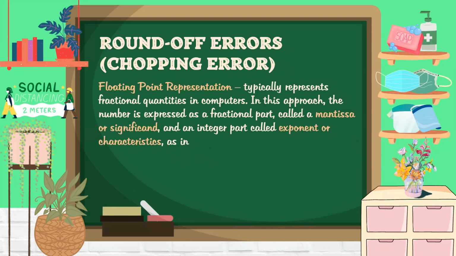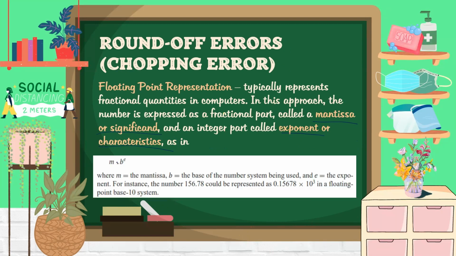Floating point representation typically represents fractional quantities in computers. In this approach, the number is expressed as a fractional part called the mantissa or significand and an integer part called the exponent or characteristic, as in m times b raised to e. M is the mantissa, b is the base of the number system being used, and e is the exponent. For instance, the number 156.78 could be represented as 0.15678 times 10 raised to 3 in a floating point base 10 system.